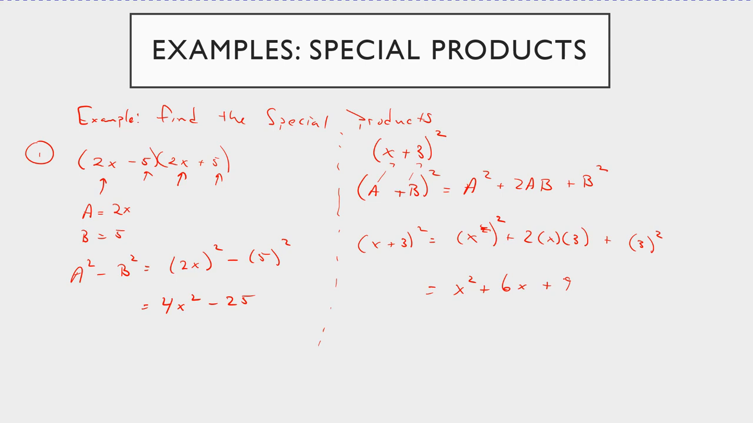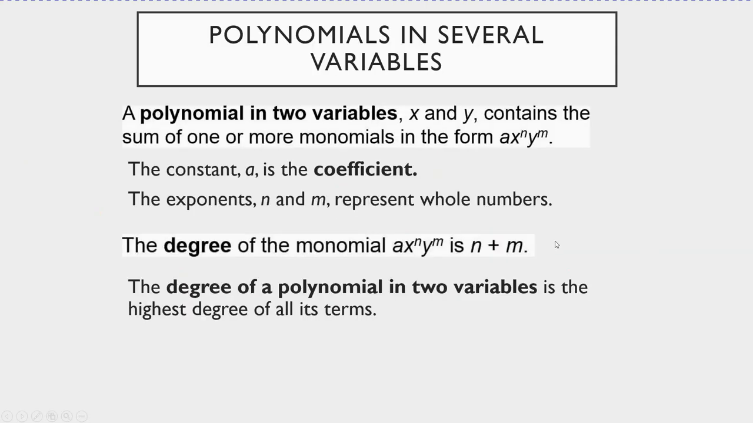All right. Let's move on to kind of the last topic in this section here. This is polynomials of several variables. A polynomial in two variables, x and y, is the sum of one or more monomials in this form: a times x to the n times y to the m. The constant in front of each term is the coefficient, and n and m represent whole numbers.